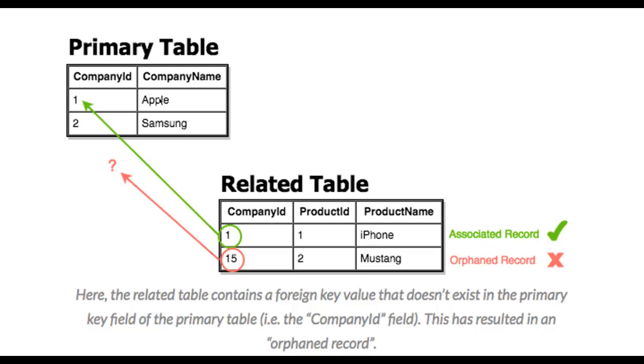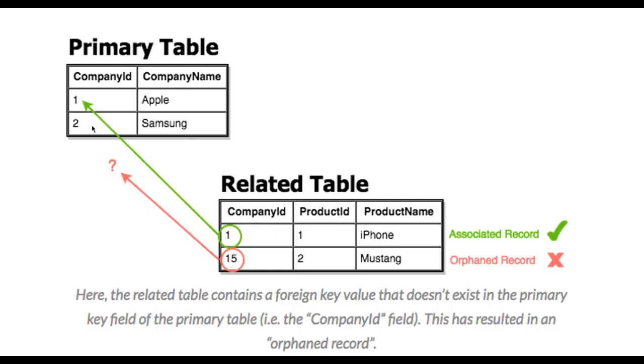Let's look a little bit closer. In our first primary table, or company table, our primary key is company ID. And in our second table, our product table, the primary key in our first table is a foreign key in our secondary table. Now, if you notice here, in table 1, I have company ID 1, Apple. And in my related table, I have my foreign key, company ID, and the related product name.